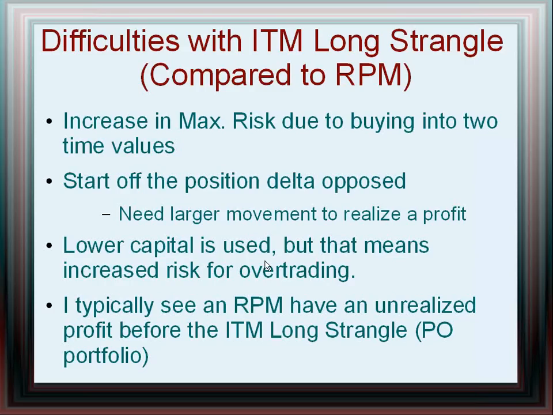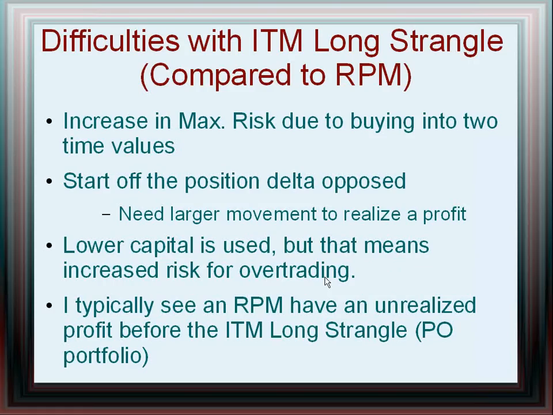Lower capital is used. Yes, I can't argue that. You invested $1,460 for one contract of the call and the put. I invested $4,233 for 100 shares of stock and the put position. Lower capital is used, but that means increased risk for overtrading and increased percentage risk. Remember that percentage risk of 31.5% on the in-the-money long strangle.